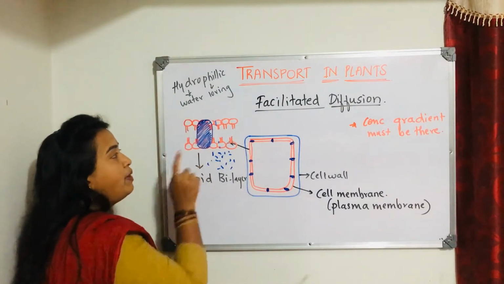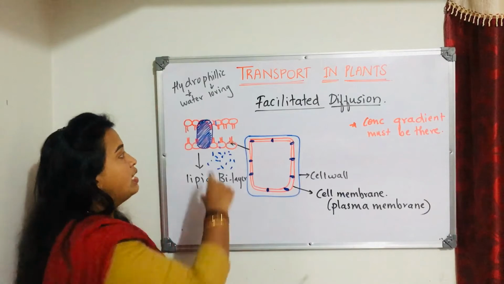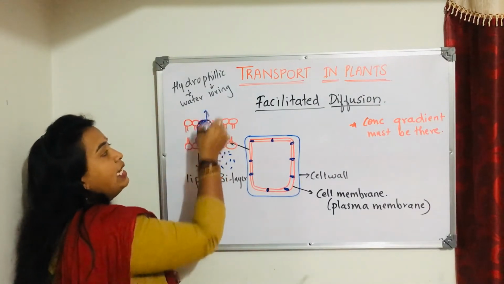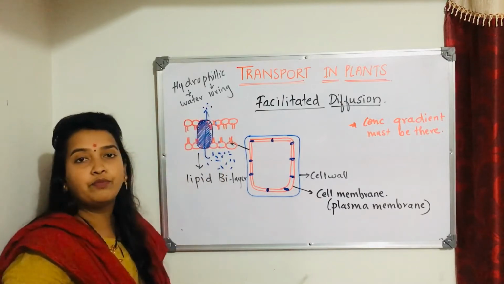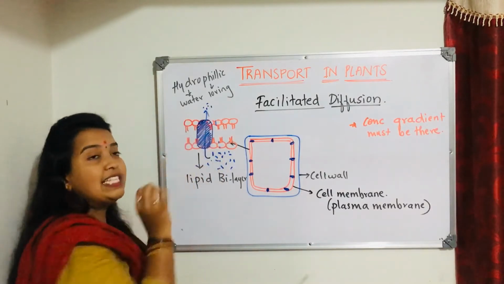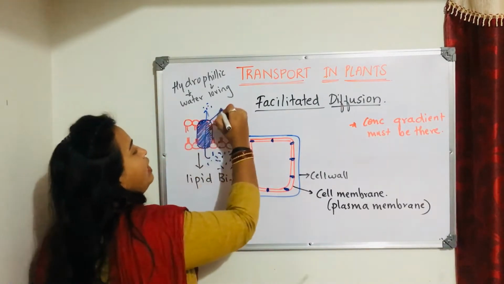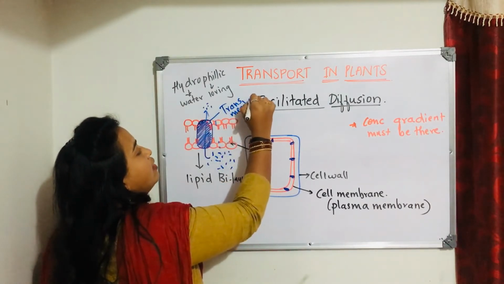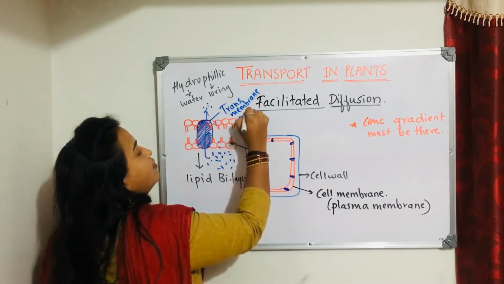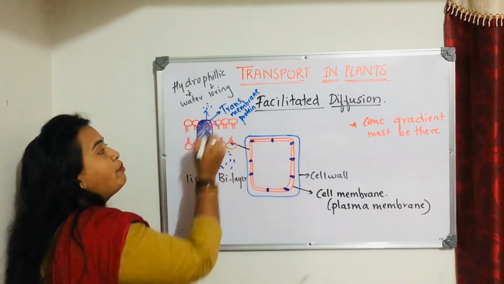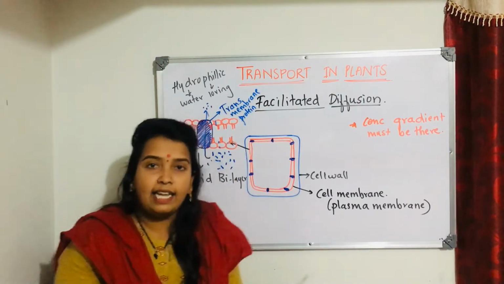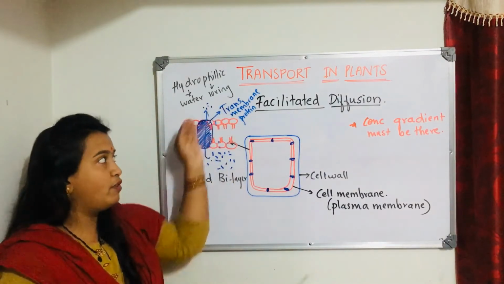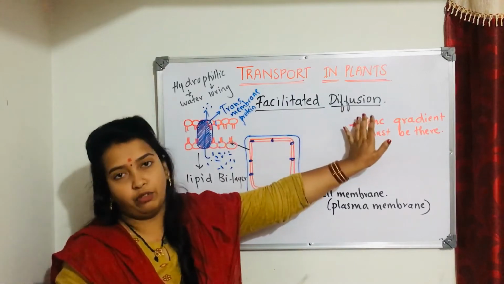So what these transmembrane proteins will do is help in the movement of these molecules through this layer like this. So I will write what it is called. It is called transmembrane protein, right? Because this transmembrane protein is facilitating the movement of these molecules to pass through it, this diffusion is called facilitated diffusion.